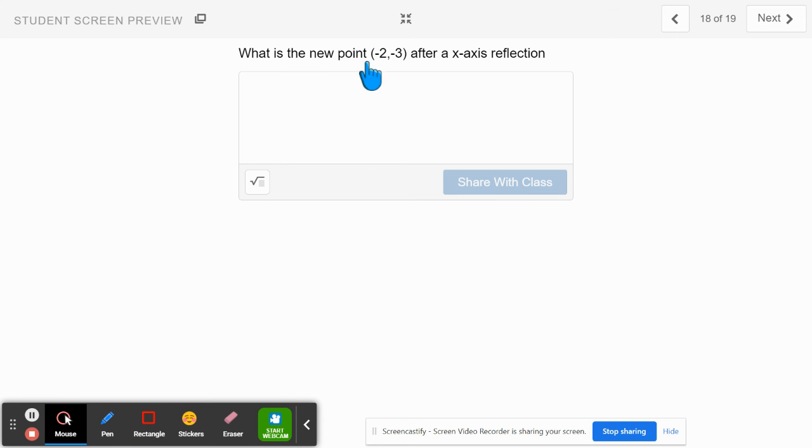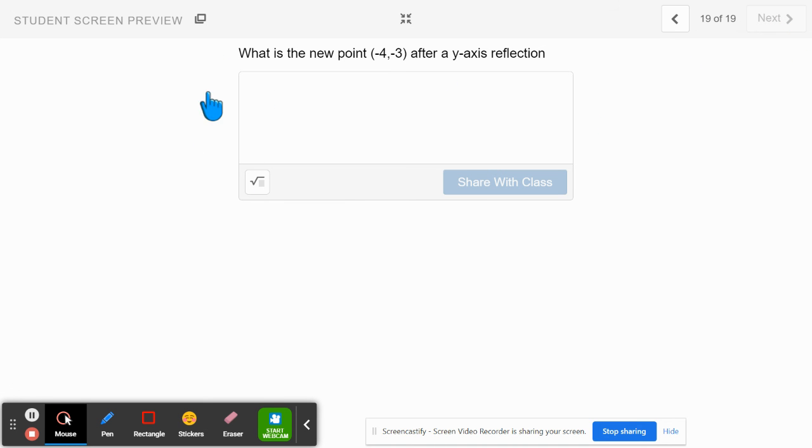What is the new point of (-2, -3) after an x-axis reflection? I like this one. All right? X-axis reflection, what stays the same? The x. And what changes? The y. Are you getting it? What's the new point? There it is.